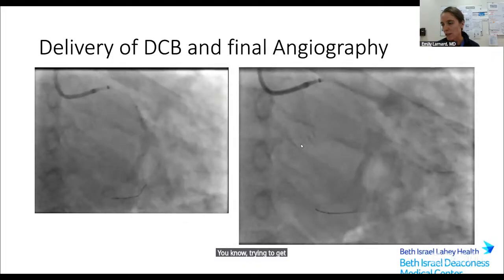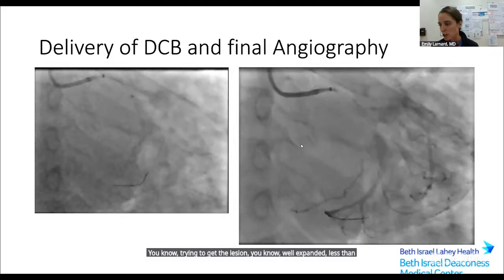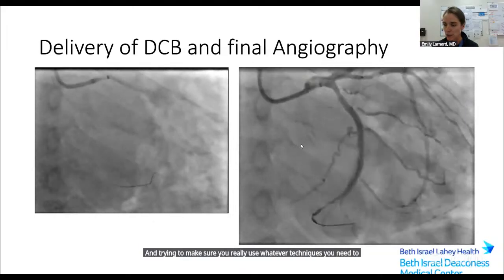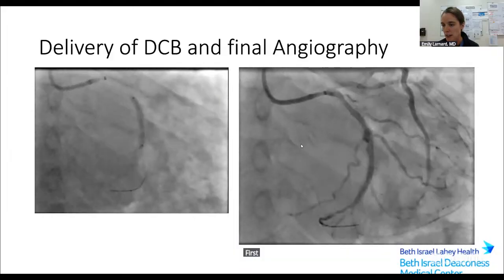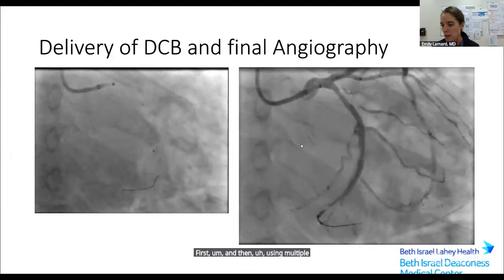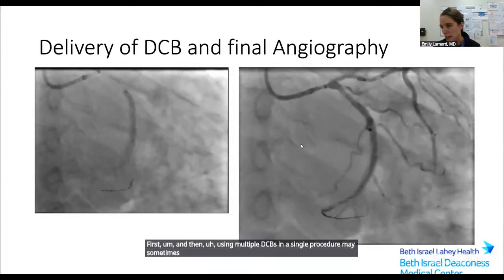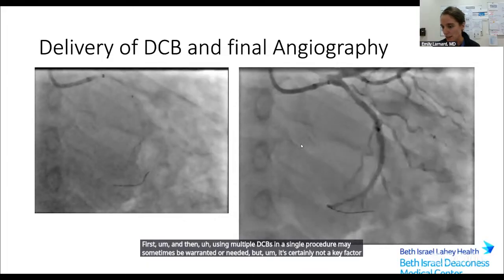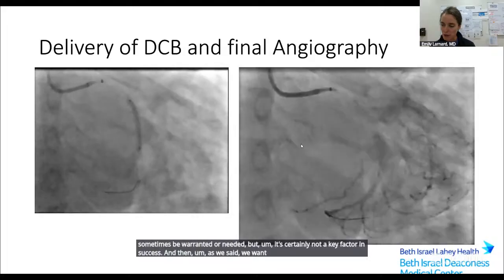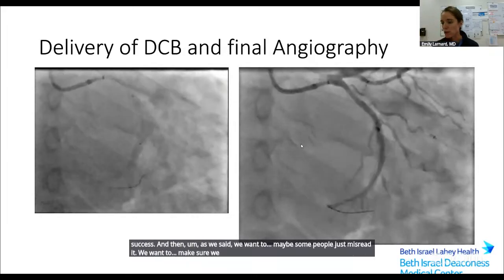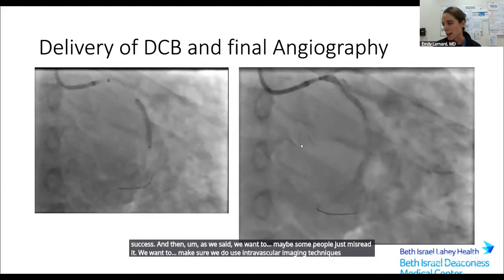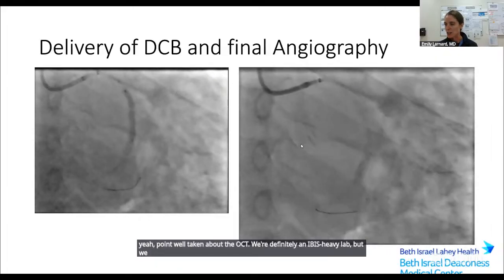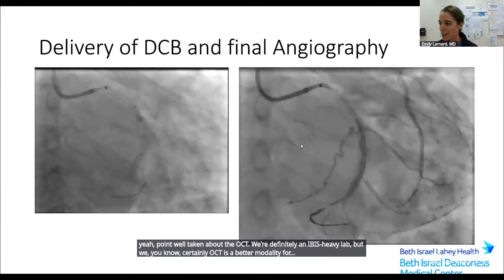in terms of trying to get the lesion well expanded, less than 30% residual stenosis, and trying to make sure you really use whatever techniques you need to get that result first. And then using multiple DCBs in a single procedure may sometimes be warranted or needed, but is certainly not a key factor in success. And then, as we said, maybe some people just misread it, we want to make sure we do use intravascular imaging techniques. And yeah, point well taken about the OCT. We're definitely an IVUS heavy lab, but OCT is a better modality for ISR with multiple stents.